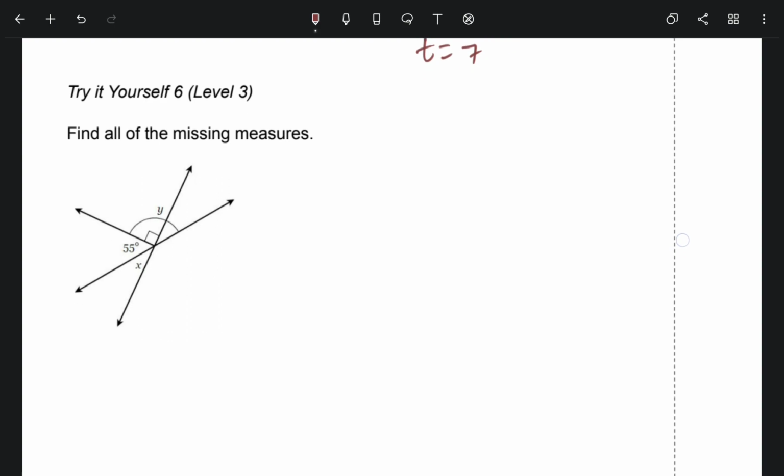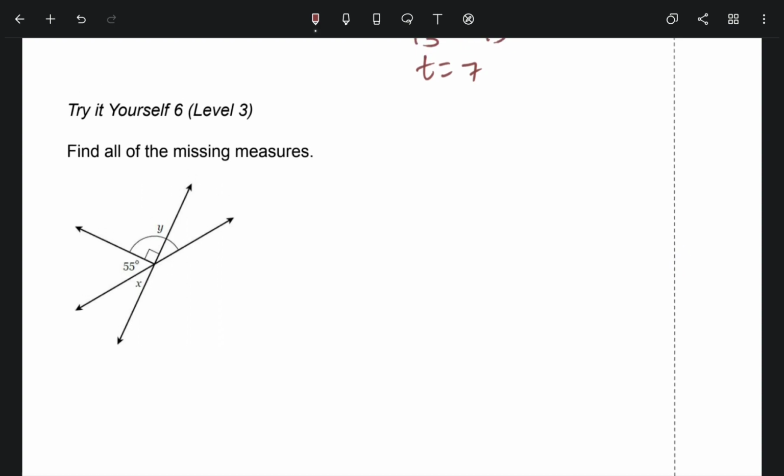Now the last one. Try it yourself, number 6. Find all the missing measures. Go ahead, give it a try. And I'll give you the answer in 3, 2, 1.